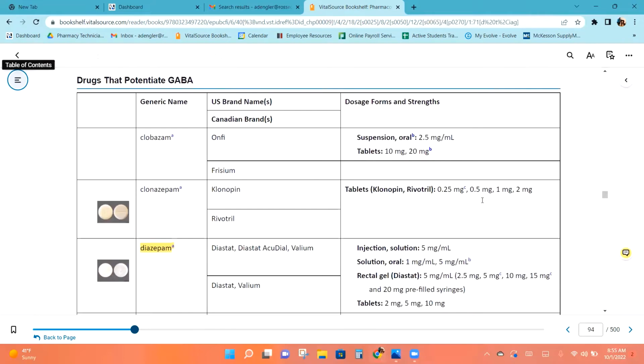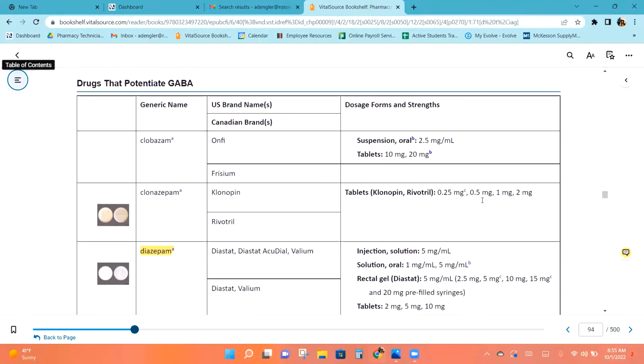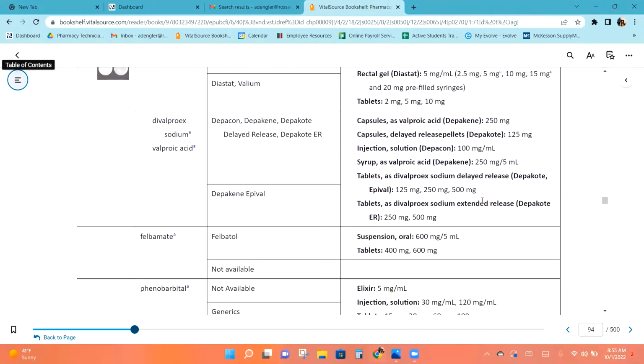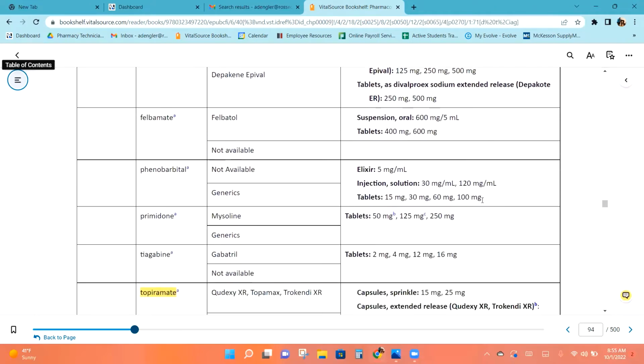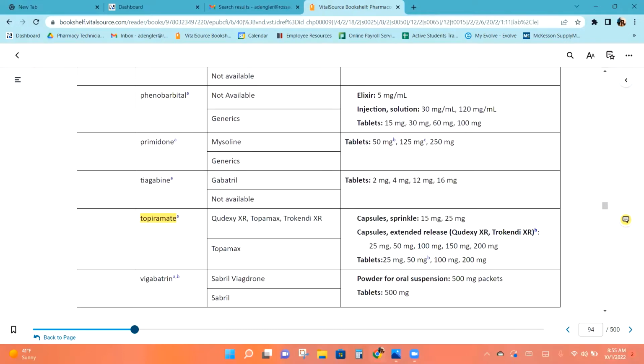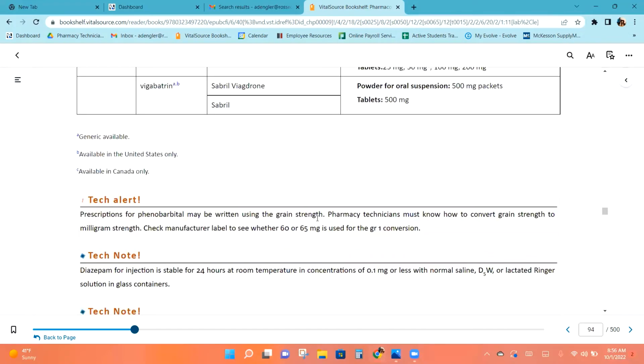And again, we have a table with drugs that potentiate GABA and all of their different dosage forms. I have topiramate highlighted. That's a very common orally administered drug with all of these generic or brand names: Trokendi, Topamax, and Qudexy.